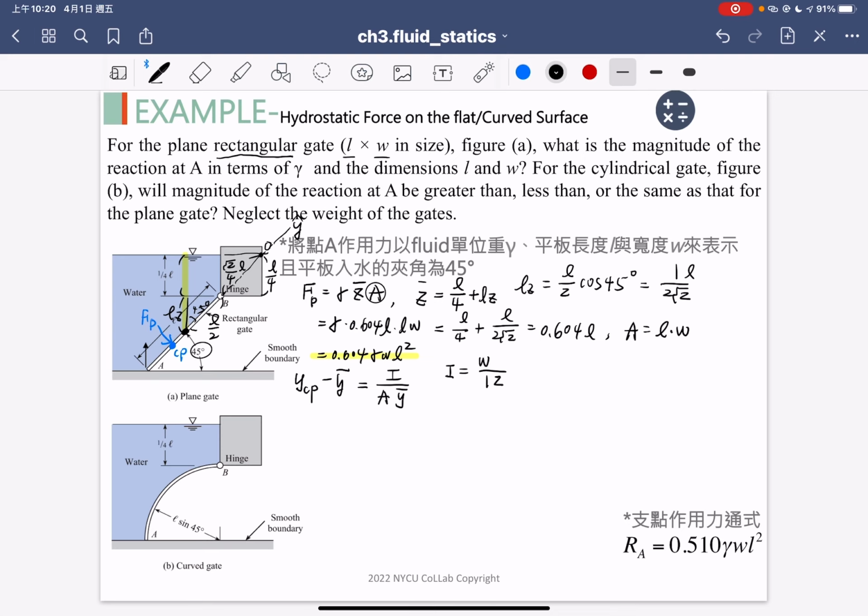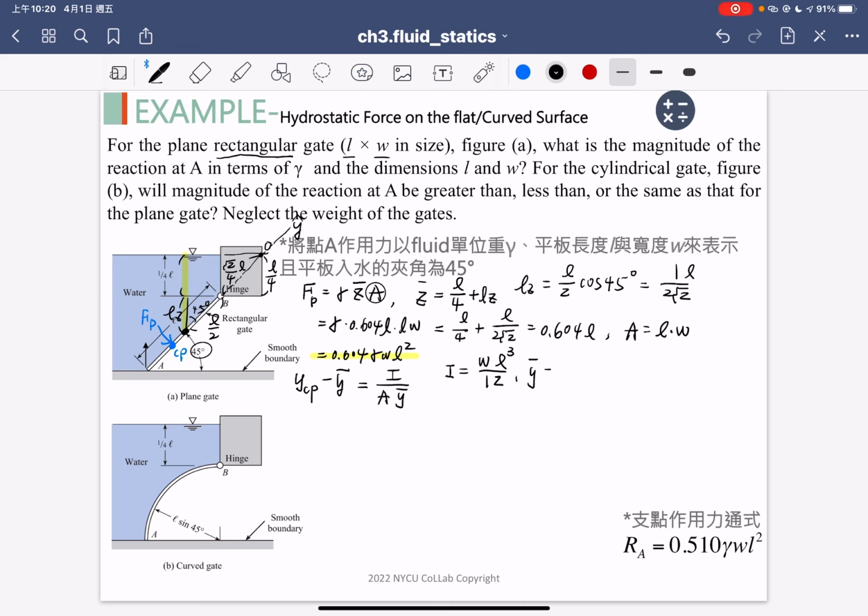The width. The rotation axis direction is parallel to the width, into the paper. So we use the W, and then the L is the cubic power. Because the rotated axis is parallel to the width direction into the paper, the W here I only use the 1 power, but the L I use the cubic power. And what is the Y bar?